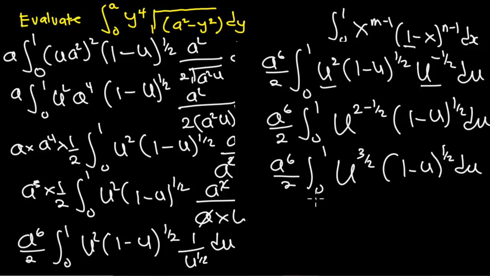Now from here, when we compare this with the beta distribution over here, we can realize that we are having the integral from 0 to 1, and then we have u to the power and exponent multiplying 1 minus u to the power and exponent, du. Now let me clean this side.